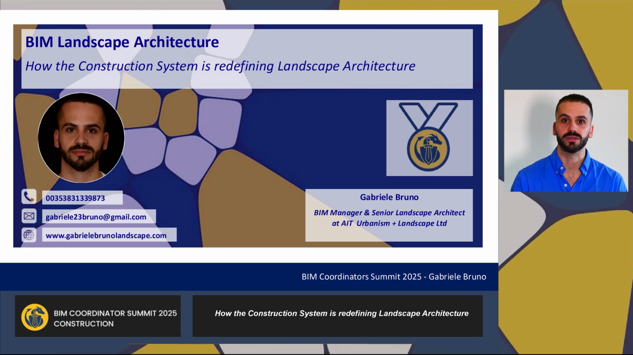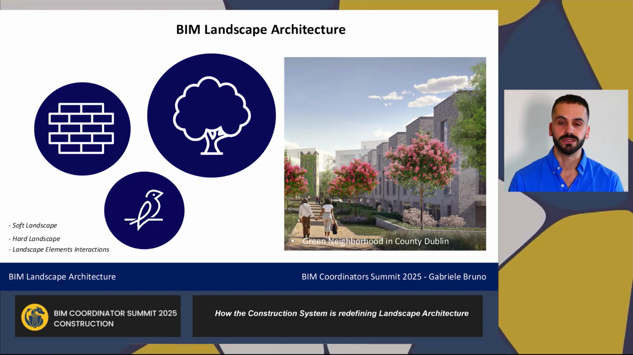And today I'm going to talk about BIM Landscape Architecture, how the construction system is redefining landscape architecture. So, first things first, let's define what BIM Landscape Architecture means. We basically have to deal with three main elements: the soft landscape, the hard landscape, and all the elements that interact with each other.